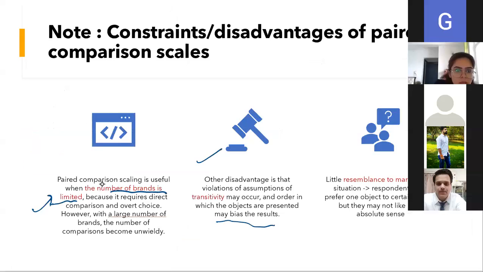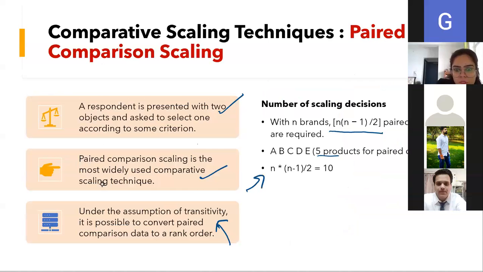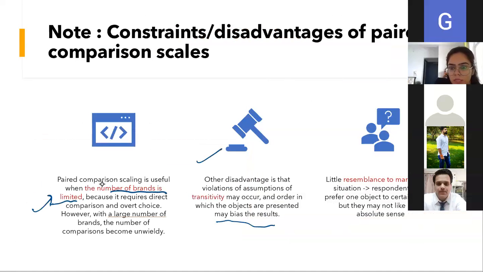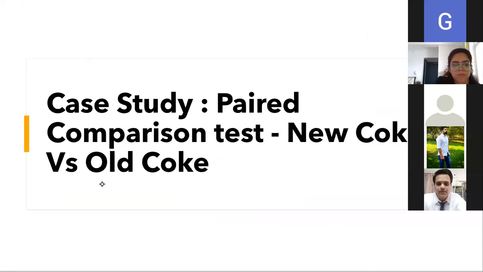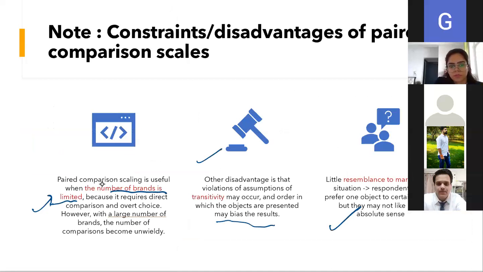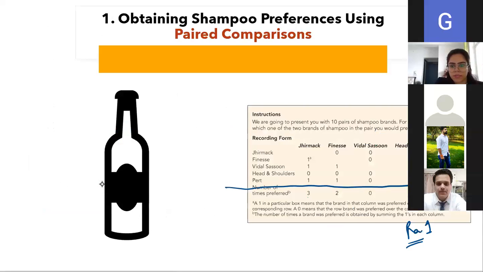That transitivity or the market situations, it doesn't resemble the market situation. Yeah, little resemblance to marketplace situation. So are you able to understand what is paired comparison? You just show two objects and just ask which one do you prefer? And this I have already discussed, and you can then convert this data to rank order data, and you can rank which one is the most preferred.